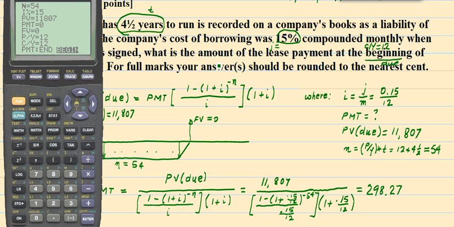If you're using TI-84, we input all these values, N 54, I 15, present value 11,807, future value 0, P over Y 12, C over Y 12, and begin. And then we scroll to payment, and alpha enter, and we get the same value, 298 and 27 cents.